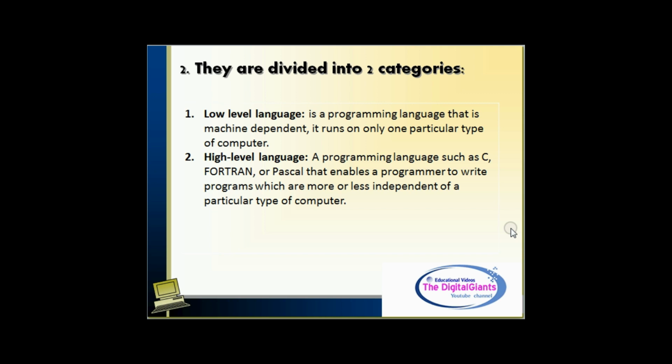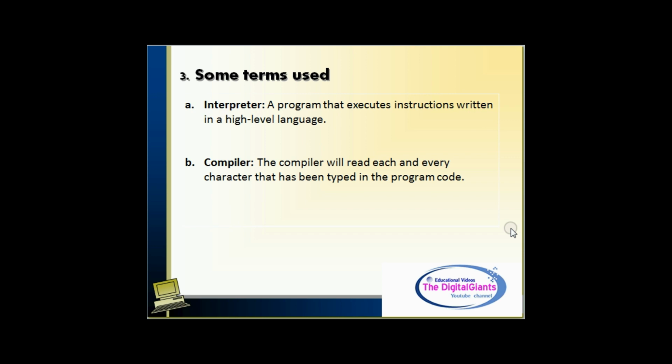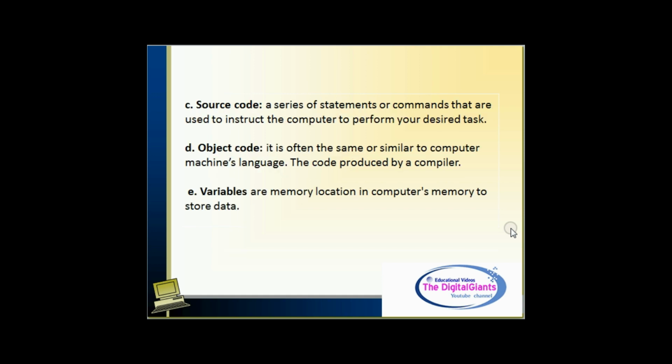Next I'm going to talk about some terms used. The first is interpreter. An interpreter is a program that executes instructions written in a high-level language. The second is compiler. The compiler will read each and every character that has been typed in the program code. Source code is a series of statements or commands that are used to instruct the computer to perform your desired task. Object code is often the same or similar to a computer machine's language. It is the code produced by a compiler.